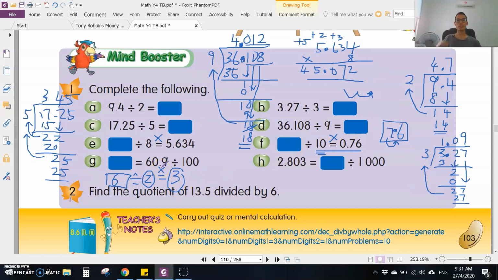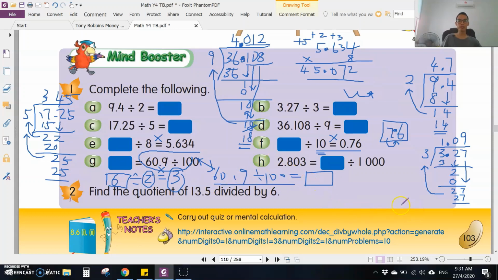Okay, G. Now, don't let the location of the answer box confuse you. This over here is 60.9 divided by 100 equals the answer box. It's the same. These two are the same. This, the answer box is on your right. This, the answer box is on your left. So don't be confused by the location of the answer box, okay? So you just do 60.9 divided by 100.